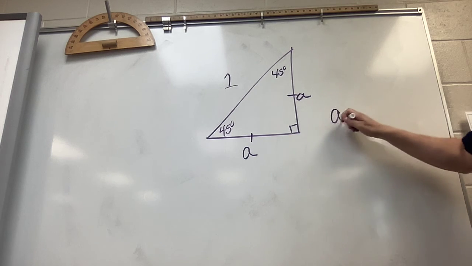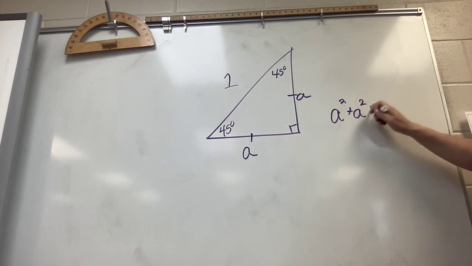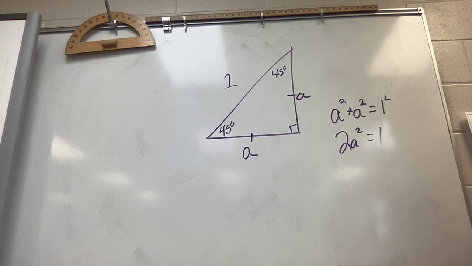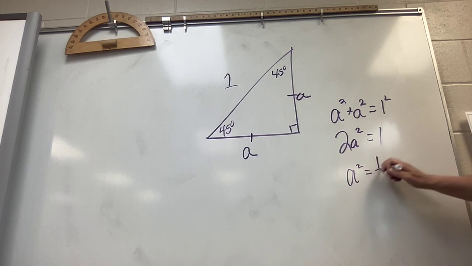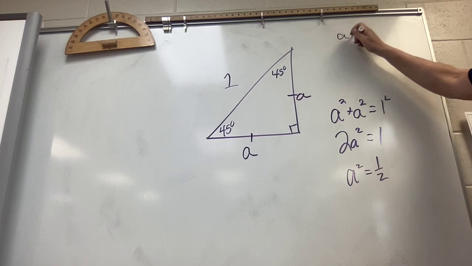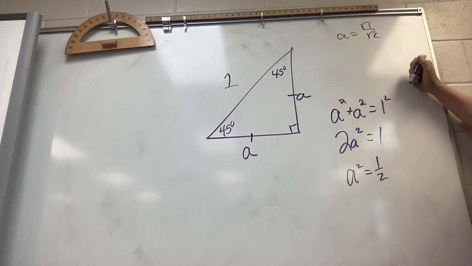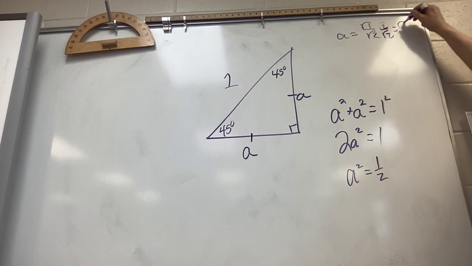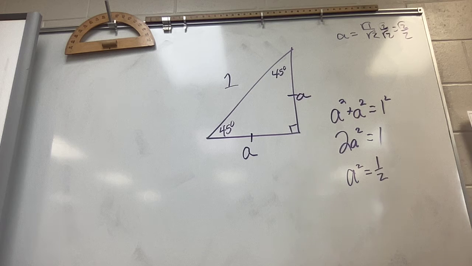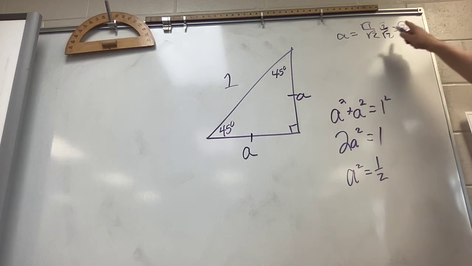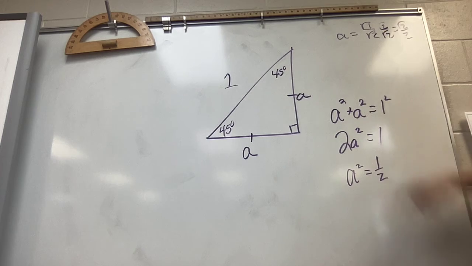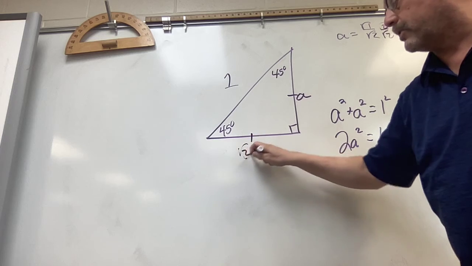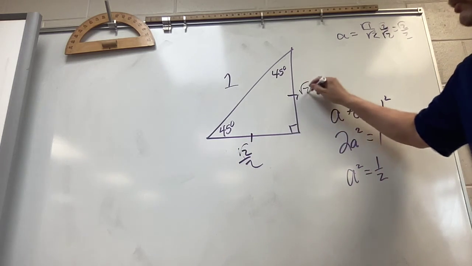I'm gonna do Pythagorean theorem. A squared plus a squared equals 1 squared. 2a squared equals 1. A squared equals 1/2. A equals the square root of 1 over the square root of 2. Some of you remember you got to get that square root of 2 out of the bottom. If you don't understand what just happened right here, get over it. I won't make you know that. The square root of 1 over the square root of 2 becomes root 2 over 2. Right here, folks, is root 2 over 2 and root 2 over 2.